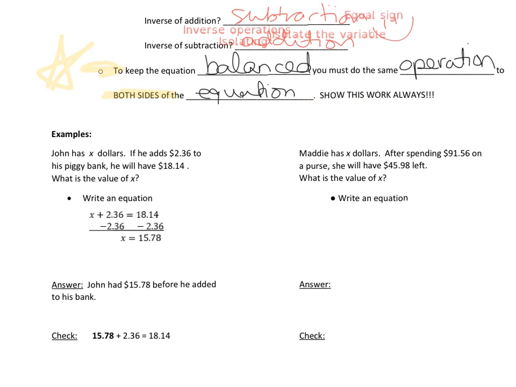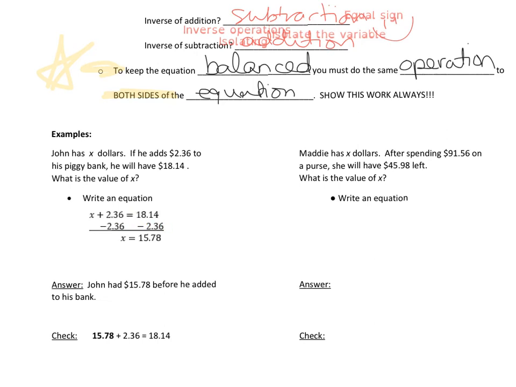Here we go. John has X dollars. If he adds $2.36 to his piggy bank, he will have $18.14. What is the value of X? So we've written an equation saying he had this much, and then he added this much, and so now he has a total of this. Notice we were adding to X, so the inverse of addition is subtraction, and I'm doing it to both sides.